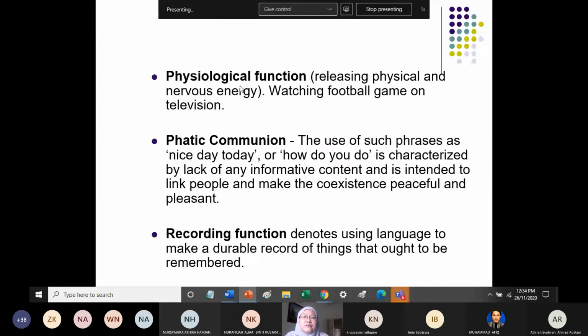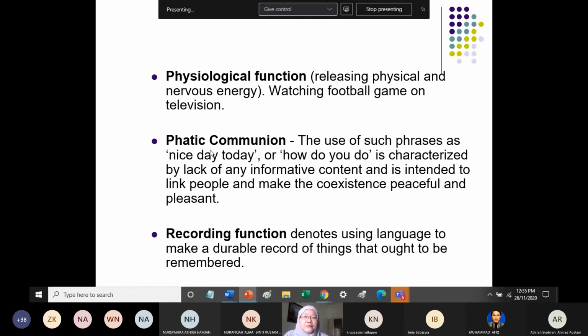And then we also have physiological function when we are conveying something. So we are releasing physical and nervous energy. For example, when we are watching a football game, we don't have to be talking, but we can just grunt or shout or scream in joy. Those are physiological function. However, it does communicate some information.